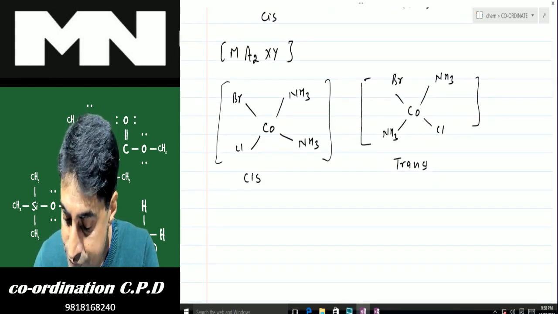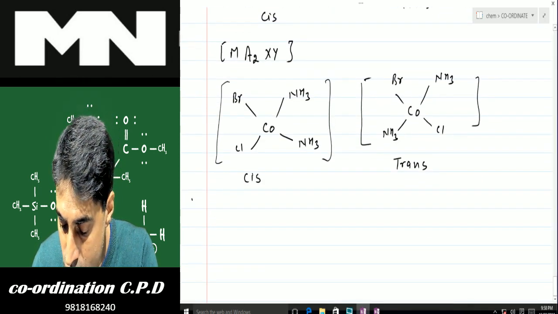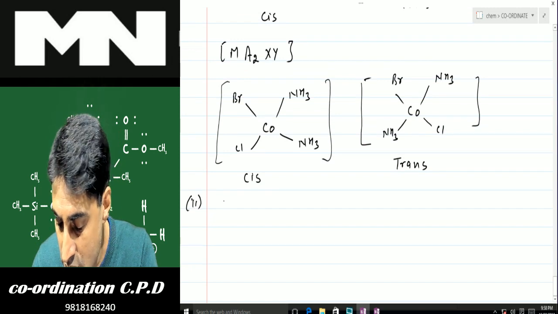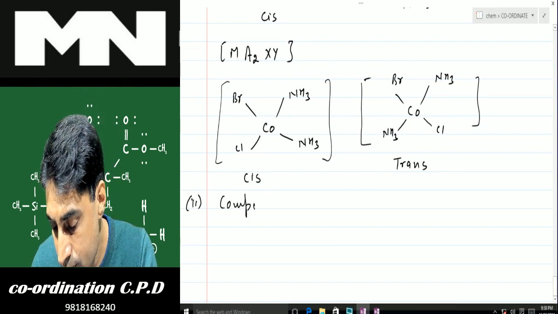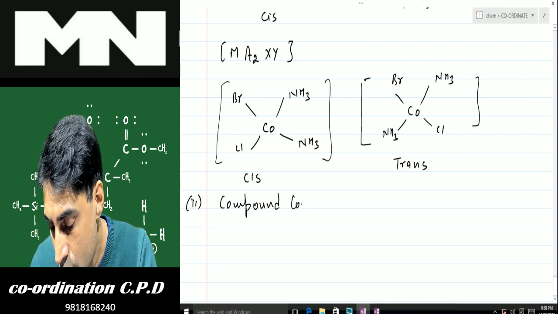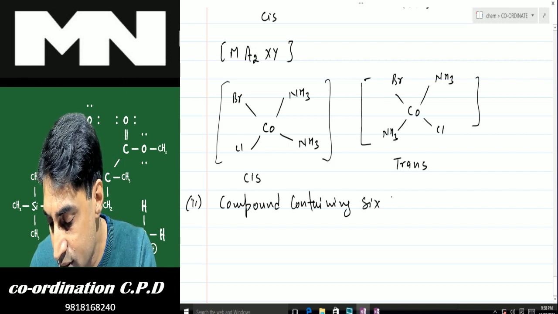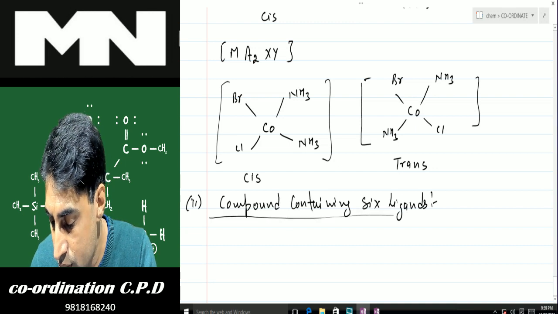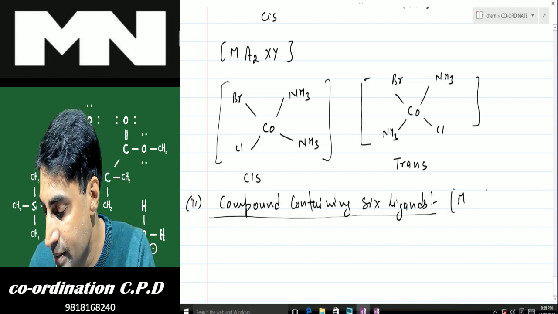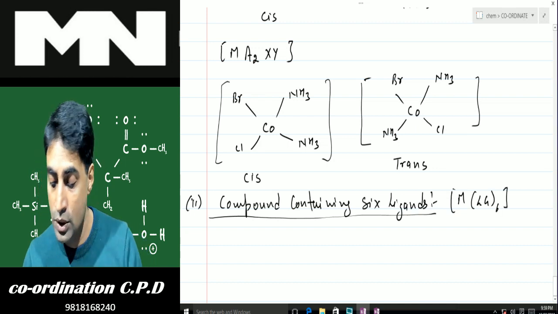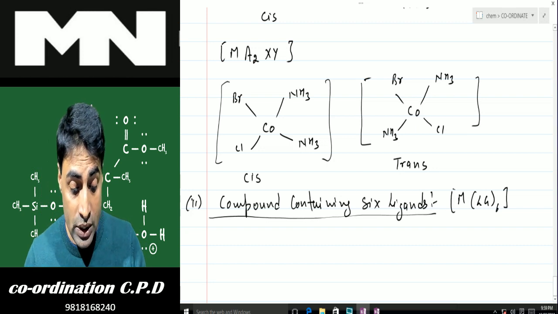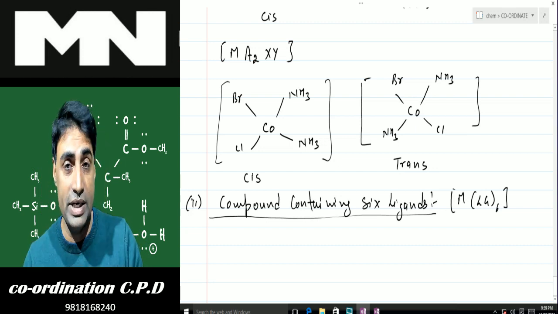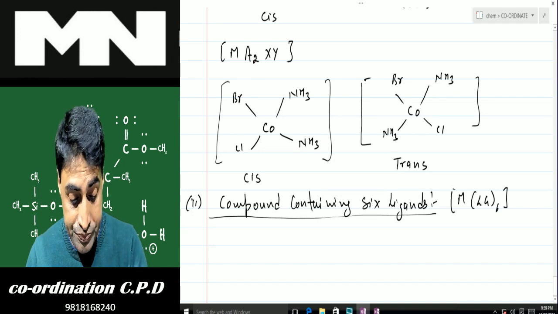Second, we'll see in compounds containing 6 ligands, that is octahedral compounds. So it can be like M and ligand, you can have 6 ligands. So this type of complex you can have. In that you have 3 different type of complexes. We'll see them one by one.